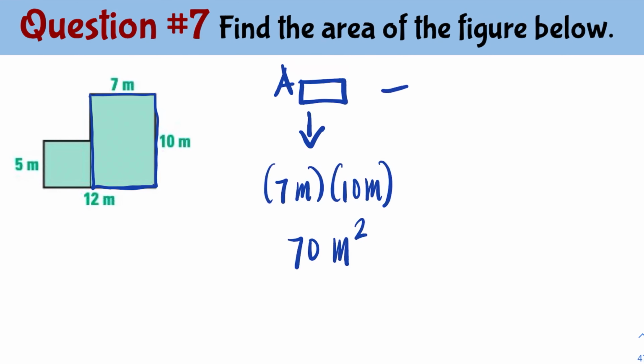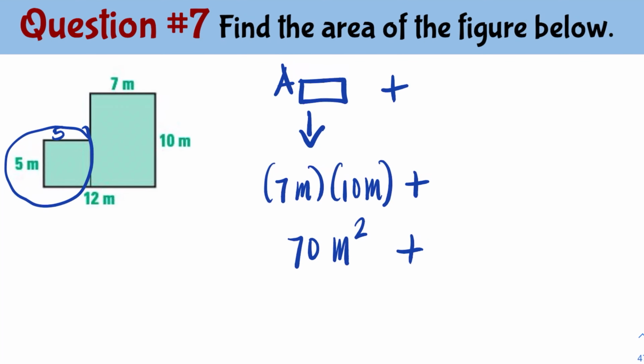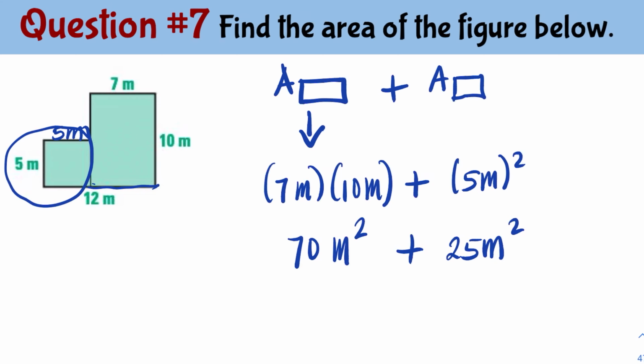Now we need to add the second shape. Now we need to calculate the area of this smaller shape. And this dimension is 5 meters because we need to subtract 7 from the 12. So that is a square, so we need to get the area of the square and then add it to the area of the rectangle. So the area of the square is 5 meters square, which is 5 times 5, so we have 25 meters square. And adding together 70 plus 25, that is 95 meters square. That's the area of the whole shape.